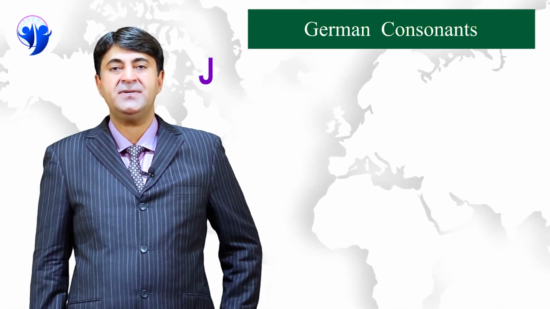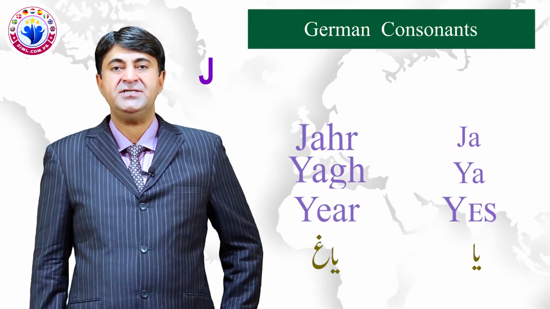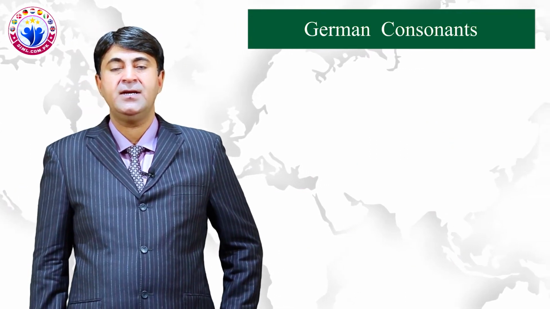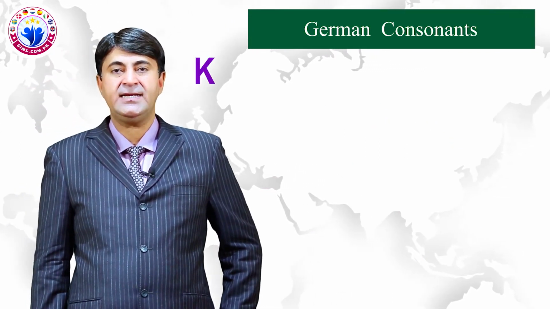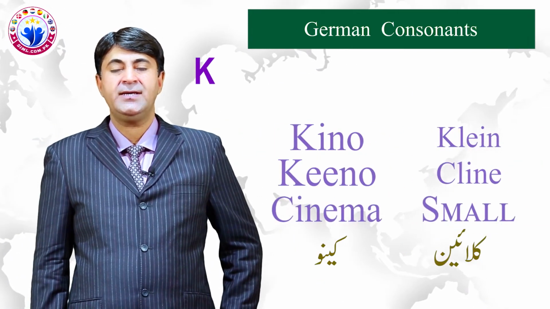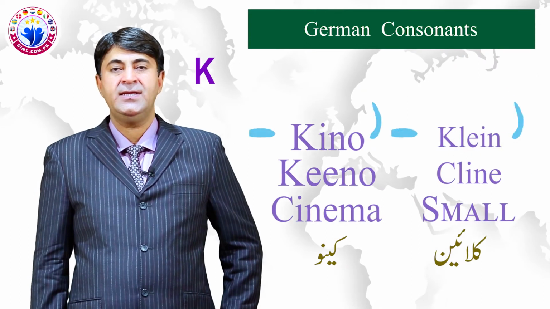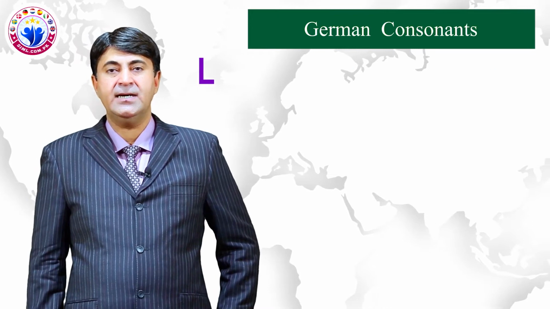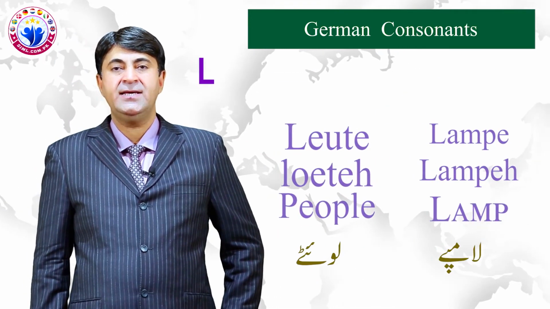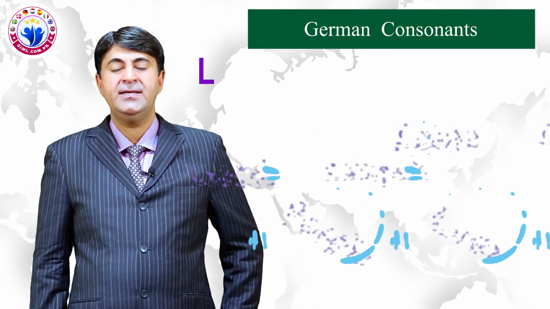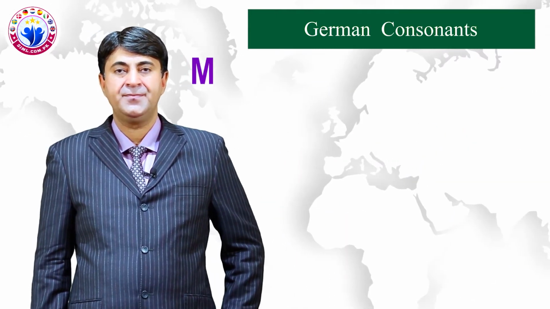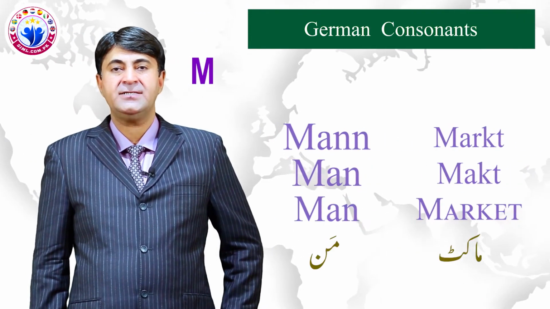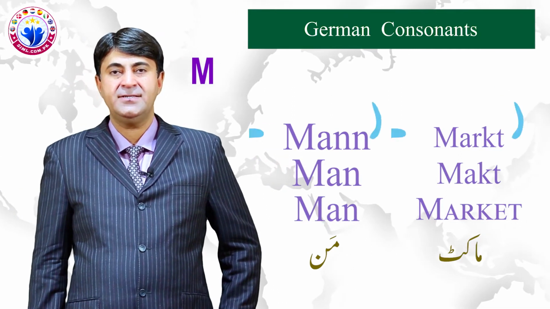Jot. It is pronounced like J, as in jag, ja. Ka. This letter is pronounced like K, as in Kino, klein. L. This letter is pronounced like L, as in Leute, Lampe. M. It is pronounced like M, as in Man, Markt.